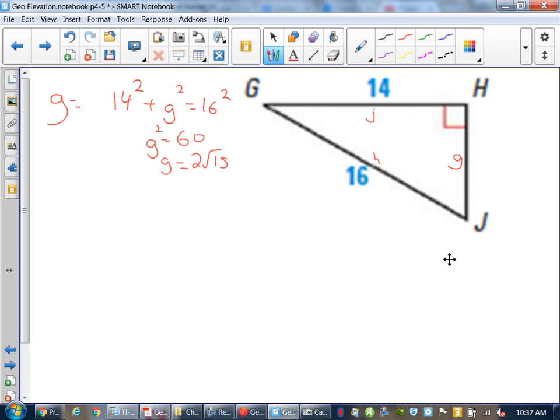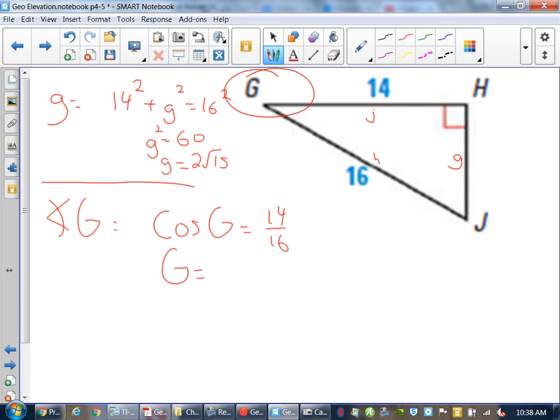So now we find angles G and J. Relationships on the sides then. 16 has to be the hypotenuse, and then 14 is your adjacent. I'm at G, okay? So I'm going to use cosine. That'll give me my angle G.